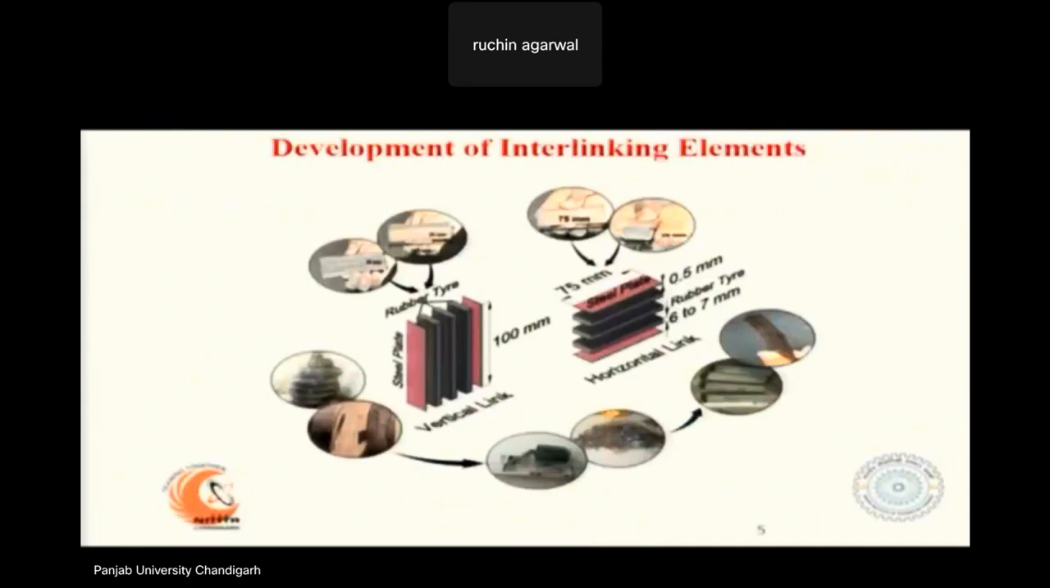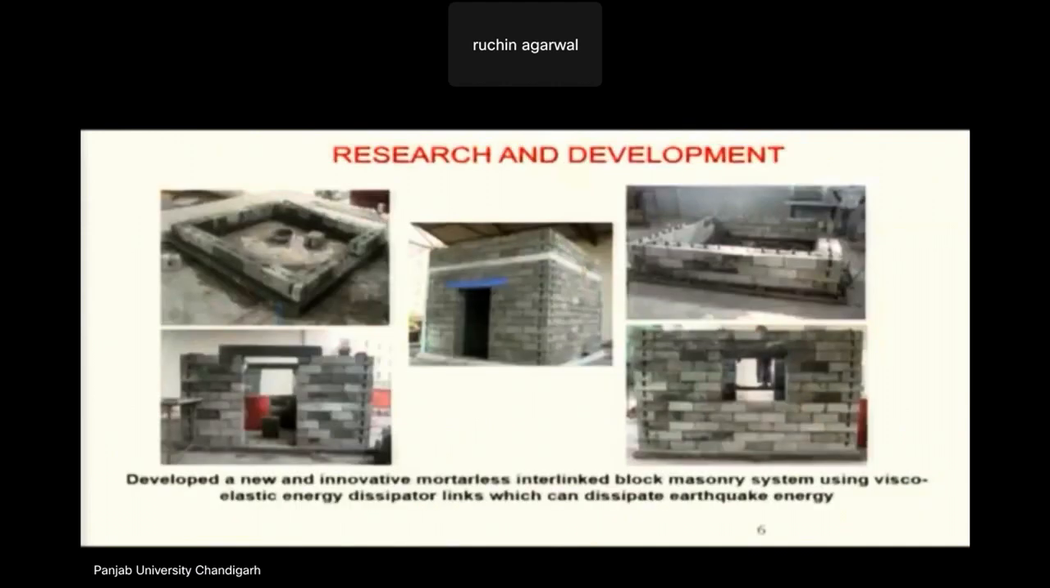One is the vertical element to resist translation, and one is the horizontal element to resist rotation, because whenever an earthquake comes, our structure will be under translation as well as rotation. So we have developed these two kinds of interlinking element. This technology is very simple. You need not apply any mortar in between the blocks, and this is a full-scale model which we have developed at the Department of Earthquake Engineering, IIT Roorkee.